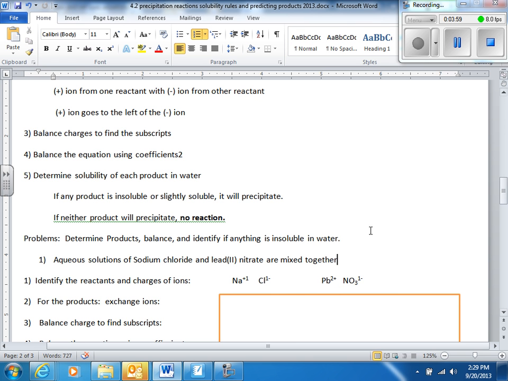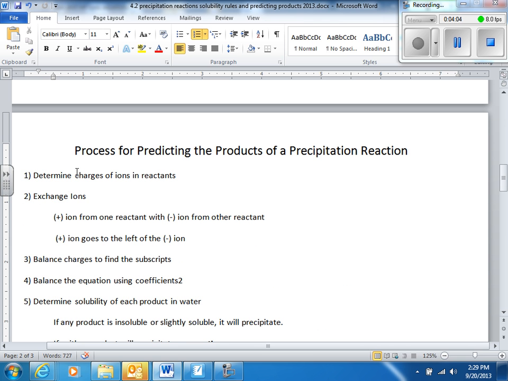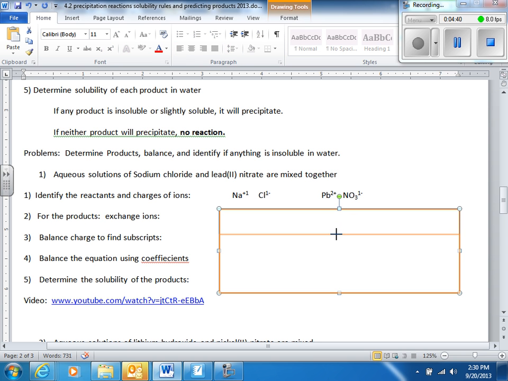And now we need to do the second step. For the products, we're going to exchange the ions. That's what we're told. First we determine the charges of the ions in the reactants, then we exchange the ions to make the products. You should add that in to your description. Okay, the positive ion from one reactant goes with the negative ion from the other, and the positive ion must go on the left side of the negative ion. So that means the positive ion from one goes with the negative ion of the other. So Na+ will go with NO3-, and Pb2+ will go with Cl-. We're just exchanging the ions.